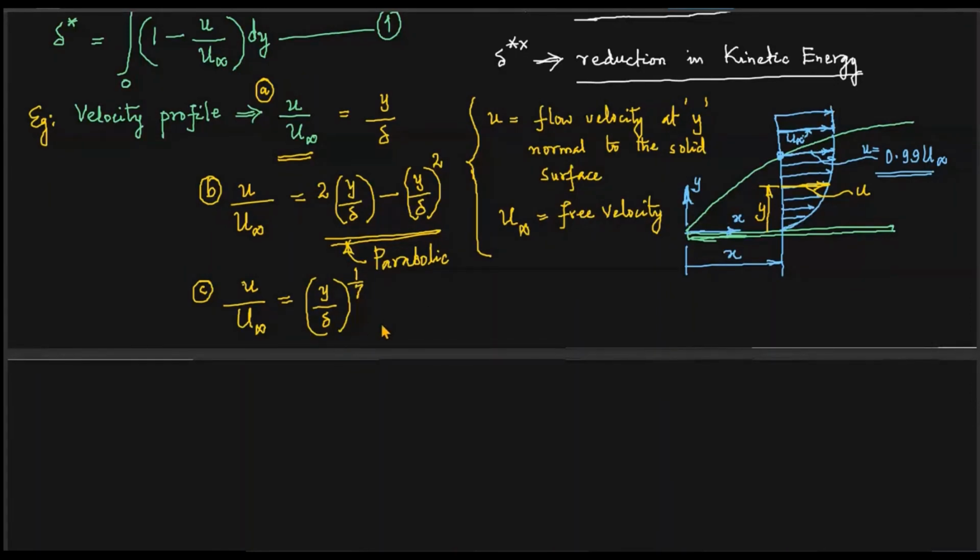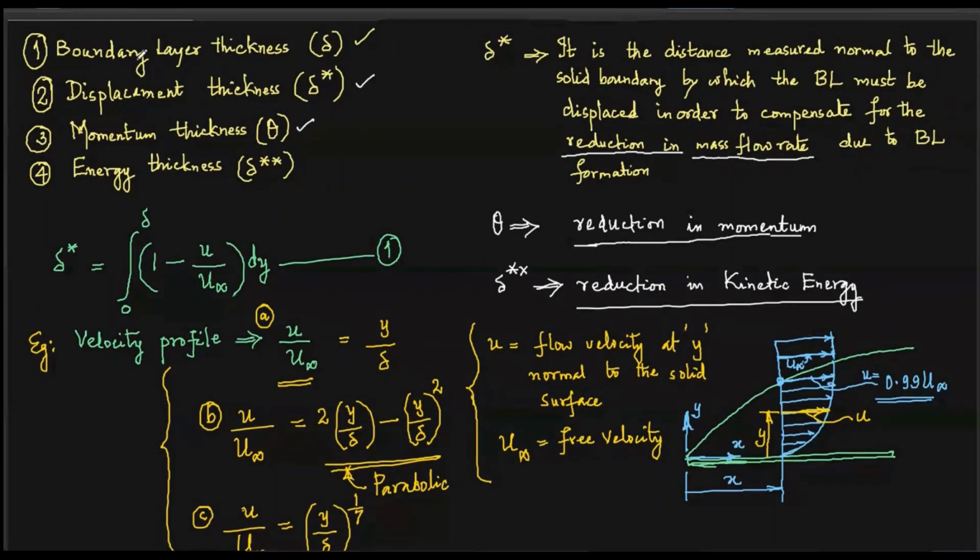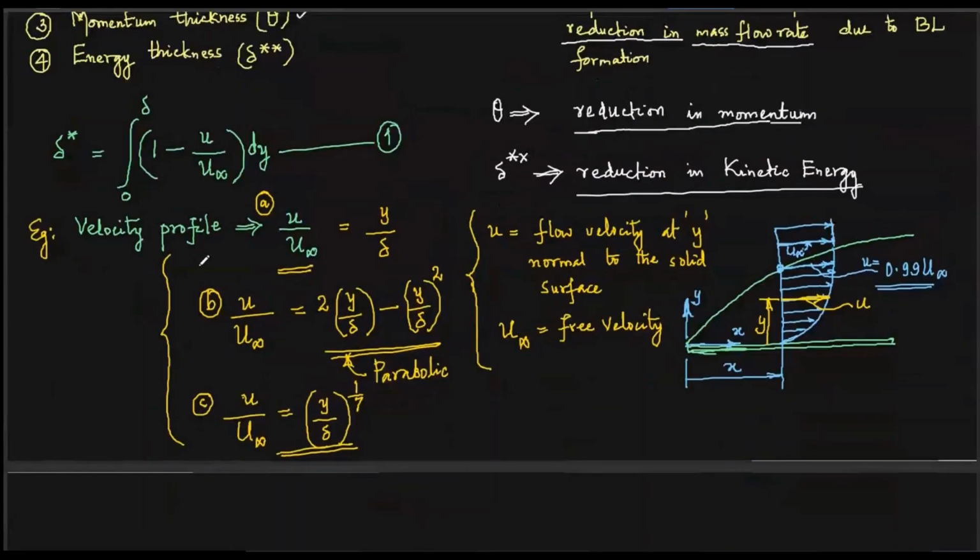See, this is actually a profile which is used for the turbulent boundary layer flow regions. Okay, these velocity profiles will be given, and then we will be asked to find out the displacement thickness, momentum thickness, and energy thickness. And displacement thickness delta star, that is found out by using this equation, equation number 1.